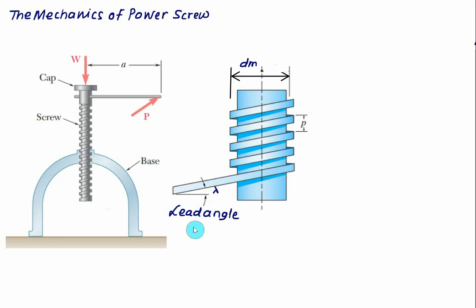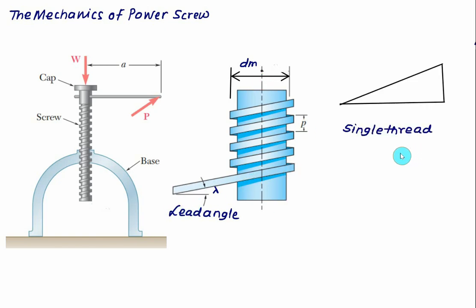And let's consider here we have a mean diameter equal to dm. So if I draw this figure here, then the vertical distance covered in one revolution is equal to the pitch. And if the mean diameter is equal to dm, then we can develop the relation between lambda, pitch, and the mean diameter. So I will consider this right angle triangle.